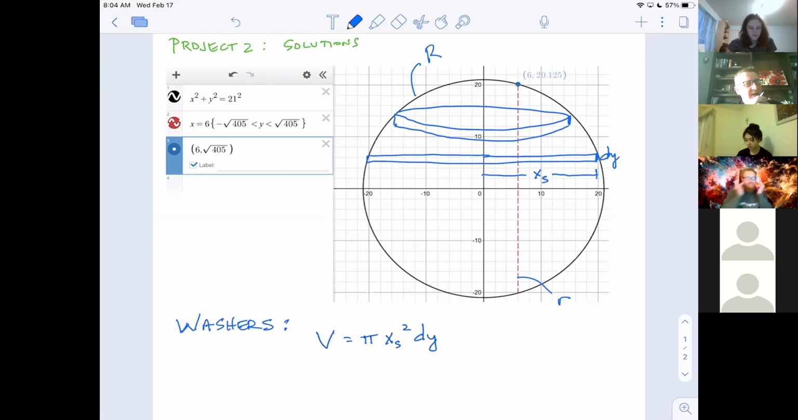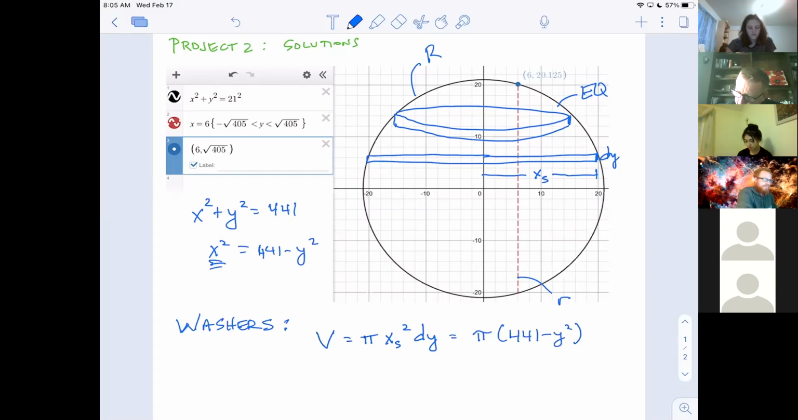Then I look at it and think, okay, that's great, but I've got x's and y's. The key is that the equation that creates this shape is the connection between x's and y's. And that equation, as I wrote up on the top, is x squared plus y squared equals 21 squared, which is 441. So that's my relationship. What is x squared equal to? x squared is equal to 441 minus y squared. And we're very fortunate that, hey, that's x squared, and I'm replacing x squared. So really I have pi times 441 minus y squared dy.